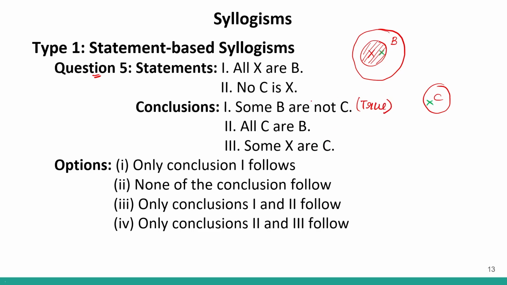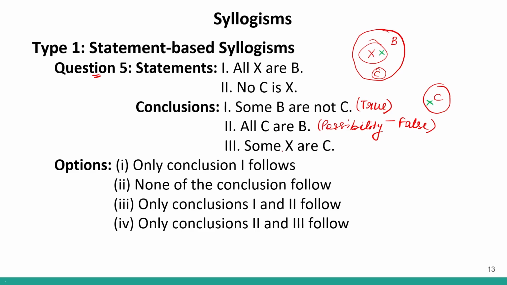Okay. Conclusion number 2 says all C are B. Again, this is a very vague statement. This may or may not be true. We can have C over here. But again, this may or may not be true. So this is a possibility, but it is not mentioned. It is a possibility. Hence, it is a false statement. Correct?